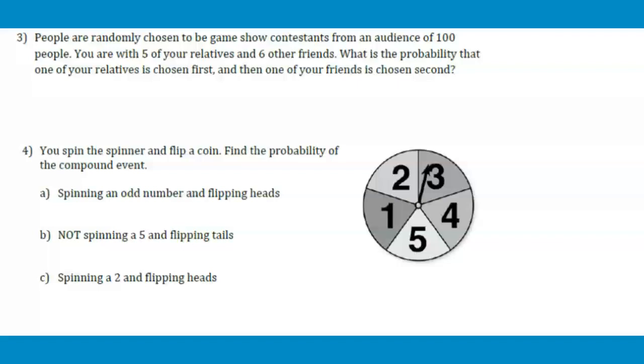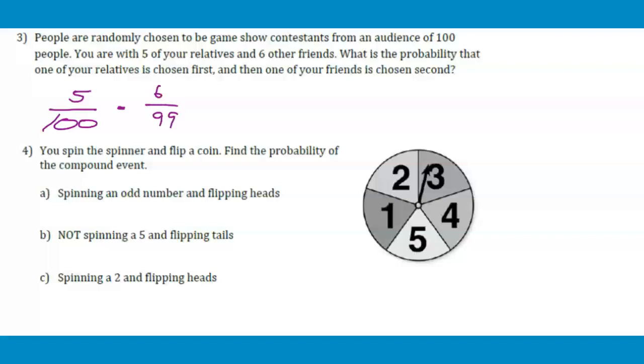So out of 100 contestants, your relatives, how many relatives are there? You have 5 relatives out of the 100. So the probability of one of your relatives being chosen is 5 out of 100, times the probability of one of your friends being chosen. Well, 5 is relatives. So you still have 6 friends there. But there are no longer 100 people in the audience because somebody has been chosen for that first one. So now we have 99 here.